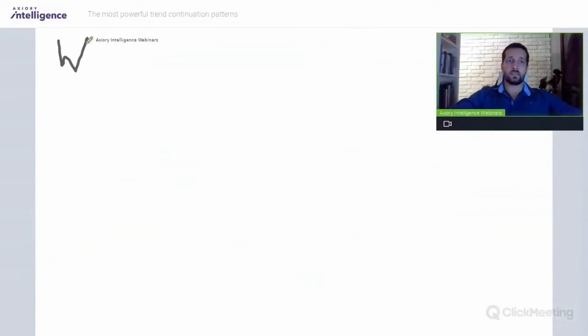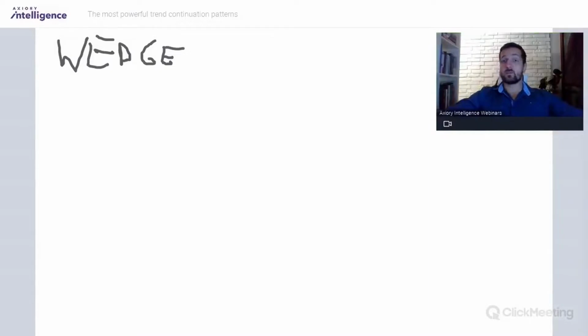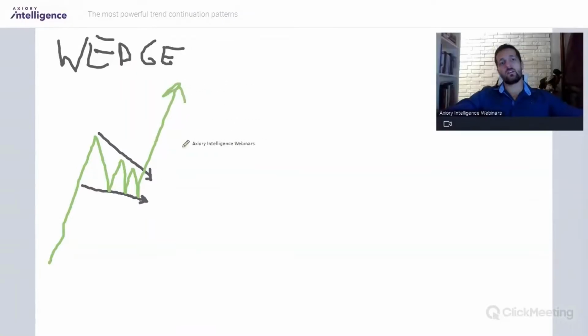Now, wedges. So wedge is a flag where we don't have parallel lines. We have lines which are directing opposite to the trend, and they are approaching each other. Sounds confusing. Okay, this is a wedge. How? Uptrend, price enters, and goes higher.